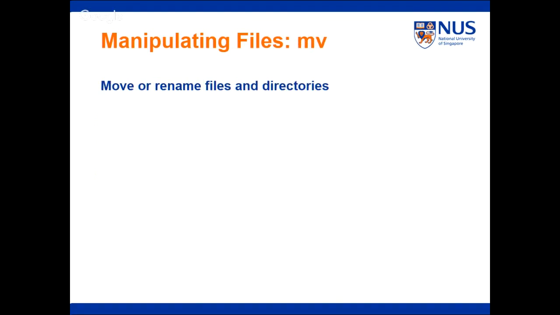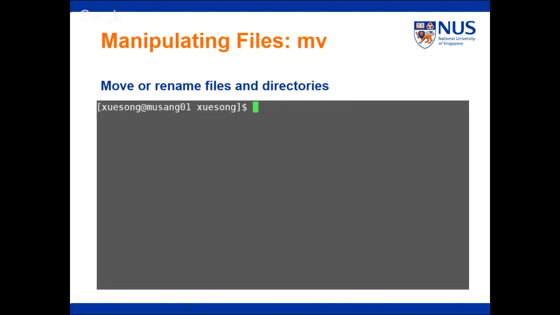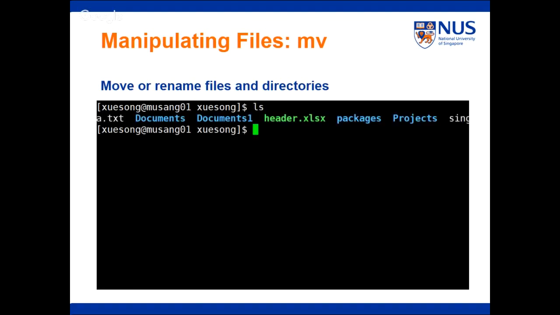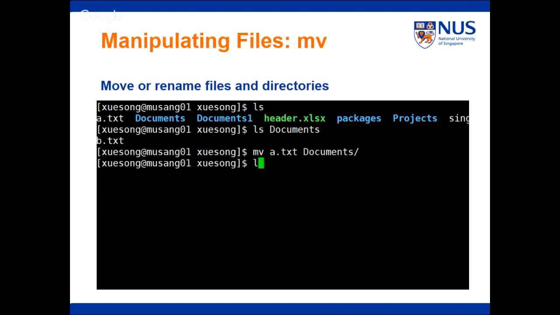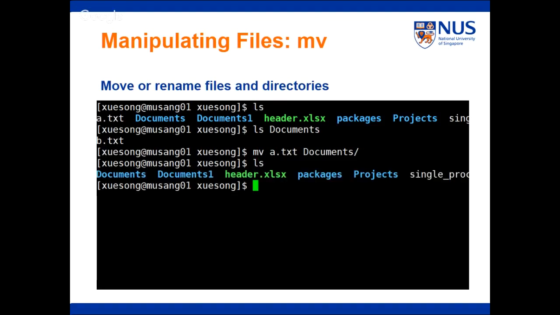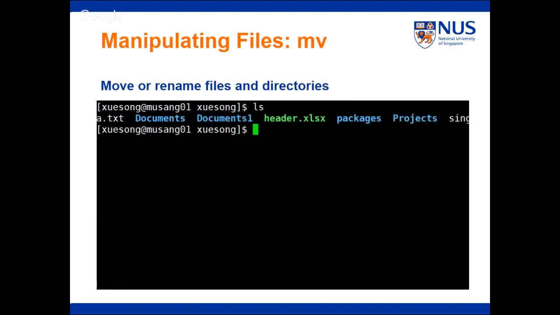And then you might want to move your files between different folders or rename them, right? So this is done by mv. I want to move this a.txt to the documents folder. This can be done by mv a.txt to this folder. Very simple, right? So now a.txt is moved to that folder. We have two files under the documents folder. Okay.